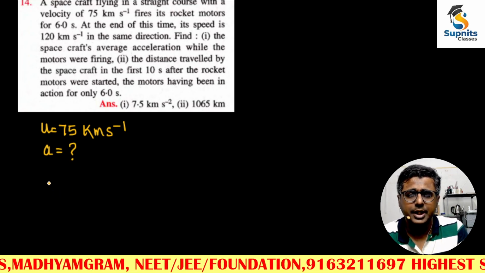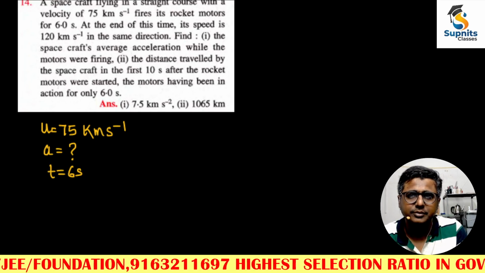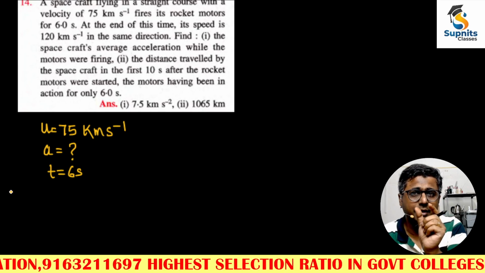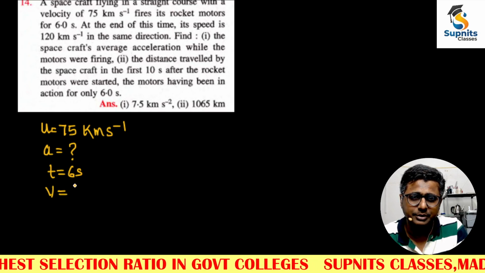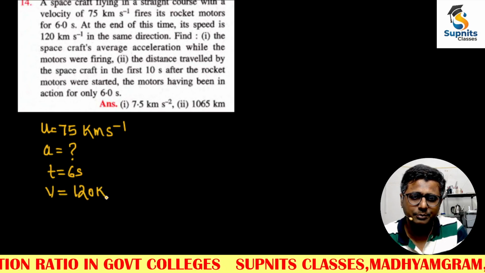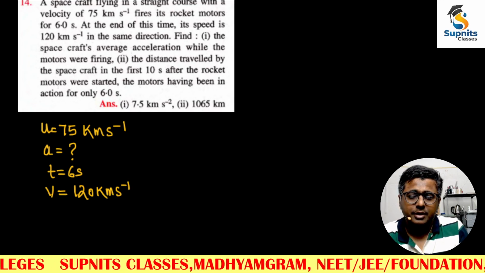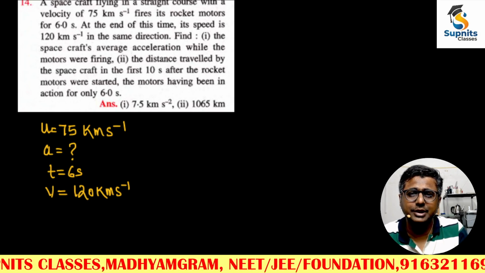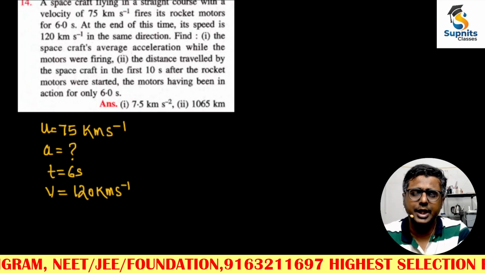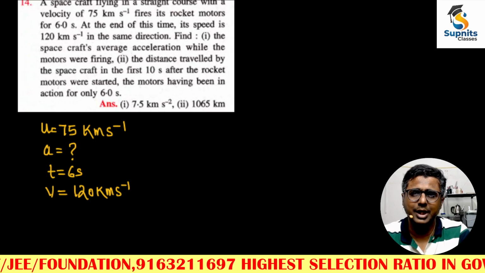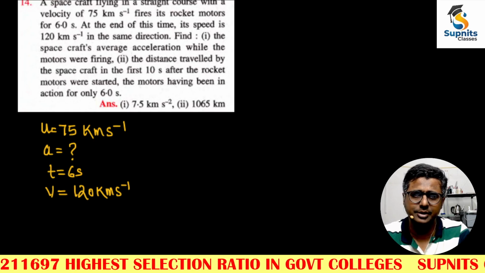Okay, no problems. Here there is a time given, 6 seconds. So I need to note this. At the end of this time, that is after 6 seconds, the final velocity becomes 120 km per second. Okay, very good. You have to find out the spacecraft's average acceleration. Don't get confused by this average acceleration term. Average acceleration at this point is equal to acceleration because we are considering only a constant acceleration system. Here acceleration is not changing.